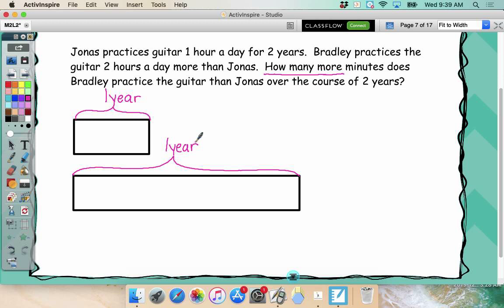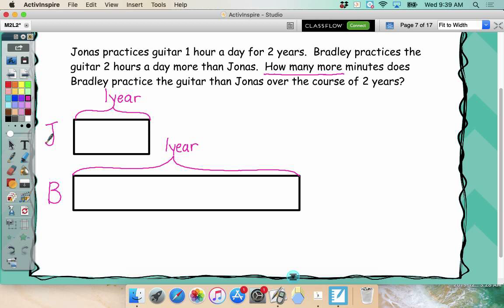So the next thing I need to figure out, who practiced more? Jonas or Bradley? Bradley. So let's put the B beside the longer tape diagram. And this first one is Jonas. J, right. Okay? So now I got to do some figuring.